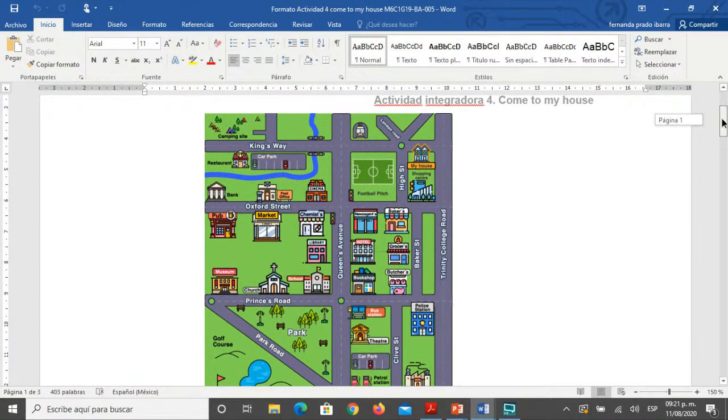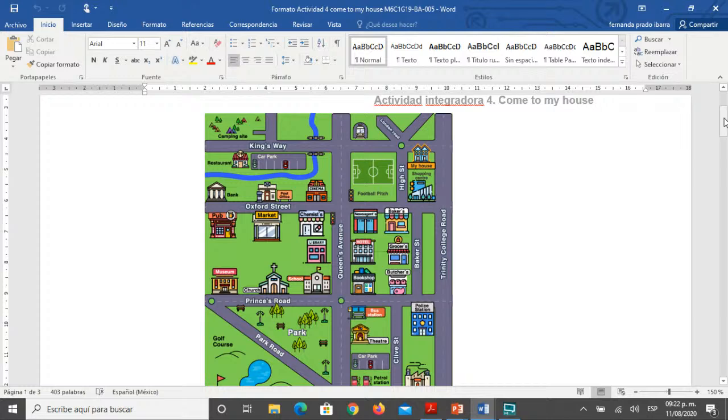We have some avenues: Kingsway, Oxford Street, Trinity College Road, Queens Avenue, Prince Road, Park Road, Cliff Street, Baker Street, High Street, etc. And we have so many places here: my house, shopping center, newsagents, bakers, hotel, bookshop, library, cinema, chemist, market, pub, etc. We have so many places in our neighborhood, okay?